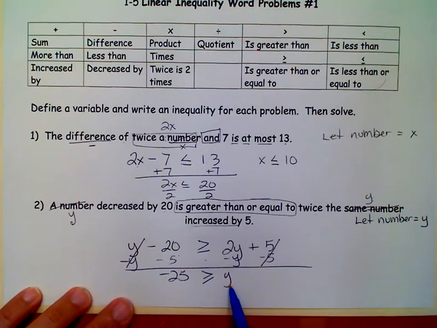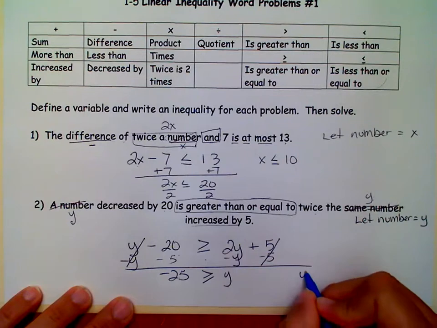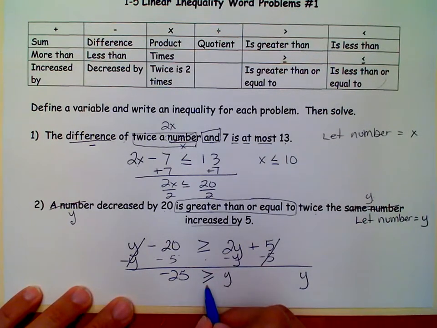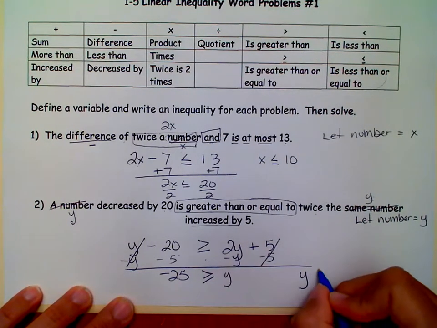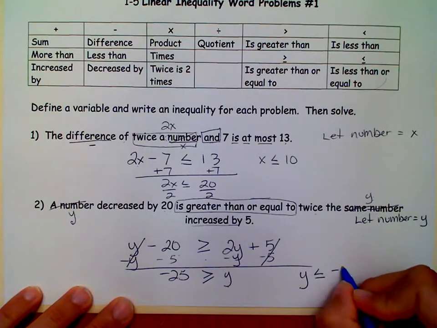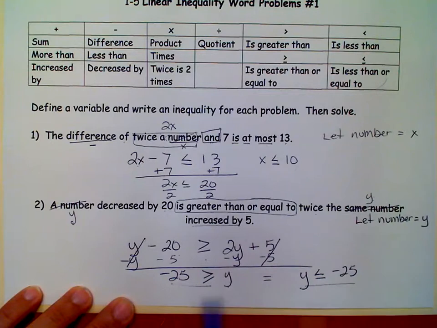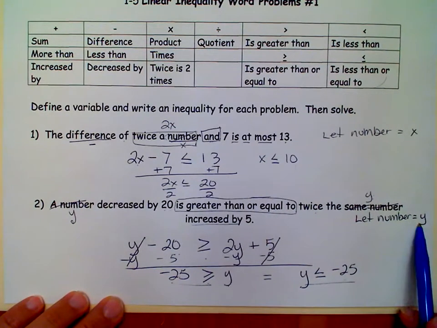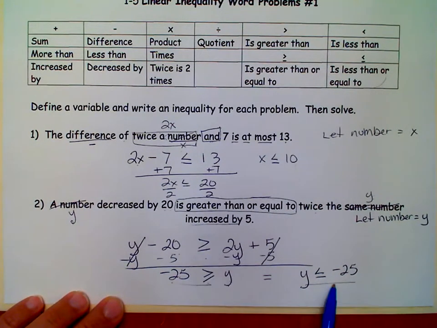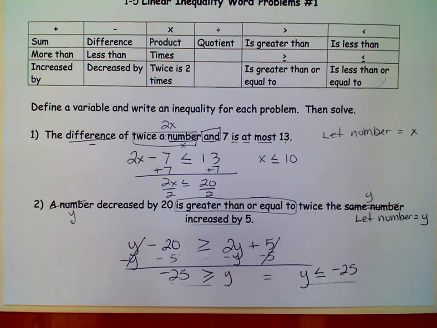Some people don't like the inequality over here. If you want to switch sides, that's fine. You just have to switch this sign too. So it was greater than. If you want y to be on that side, you just have to change it to a less than. So these two expressions are equal. So negative 25 is bigger than or equal to y, or y is less than or equal to negative 25. We defined our variable, we wrote an inequality, and we solved. That's what they asked us to do.